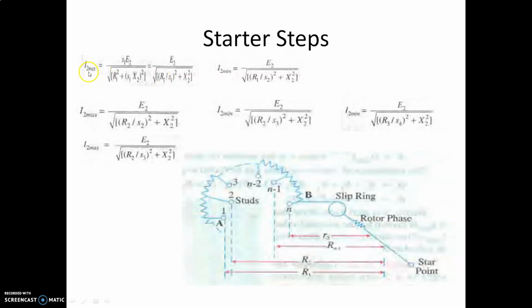Here in the maximum position, the speed will be some value, so that the slip is S1. At this particular position, the speed will be different, so the slip value will be S2. But for this entire section, the resistance value is going to be R1. So for the maximum current, it is R1 by S1, and for the minimum current, it is R1 by S2. Like that, you can write the equation for maximum current and minimum current for a particular starter step.